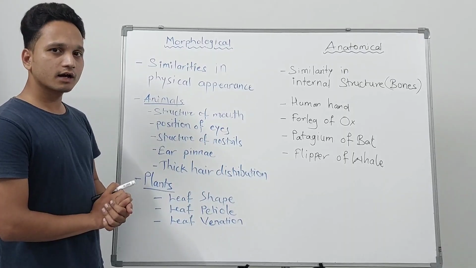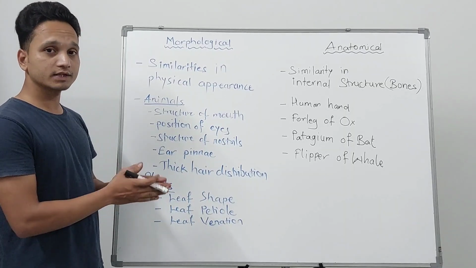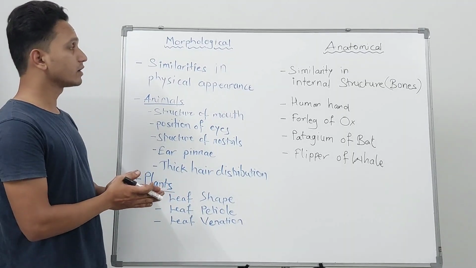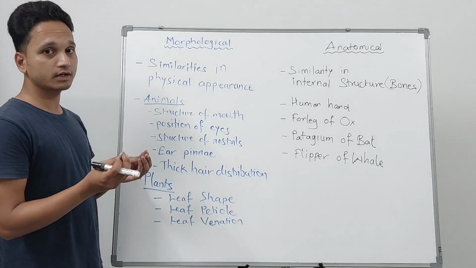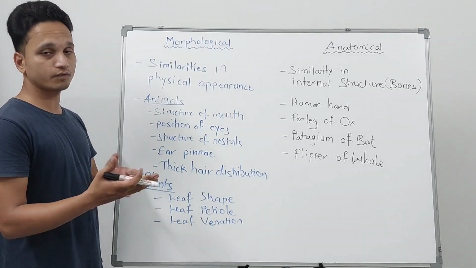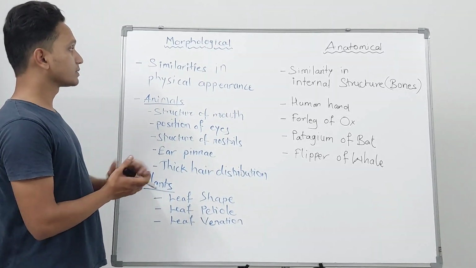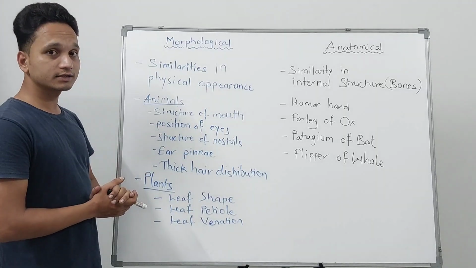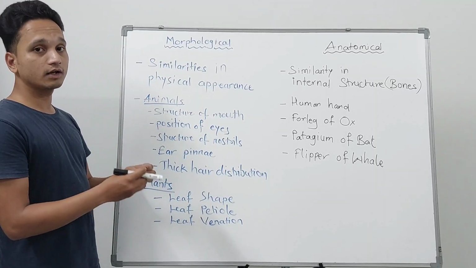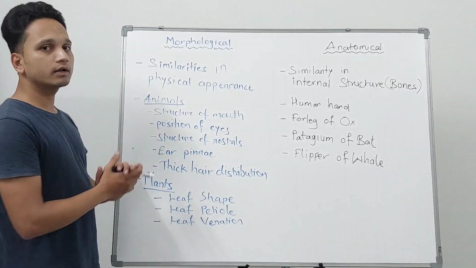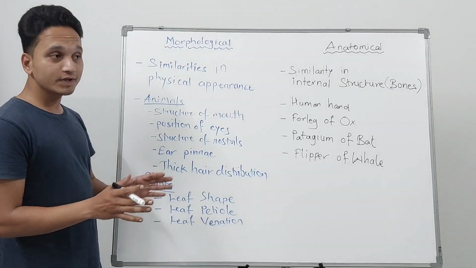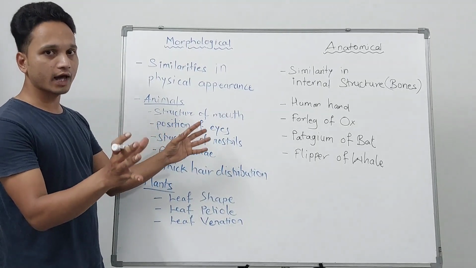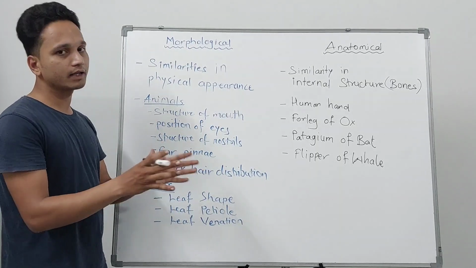We had already discussed what morphology means in the previous lecture. We'll discuss it again. Morphology means the structure of physical appearance, the study of structure of physical appearance. So the similarity in physical appearance tells us that all the organisms are coming from a single common ancestor. In this point, we actually evaluate the physical appearance of various organisms, let them be animals, let them be plants.